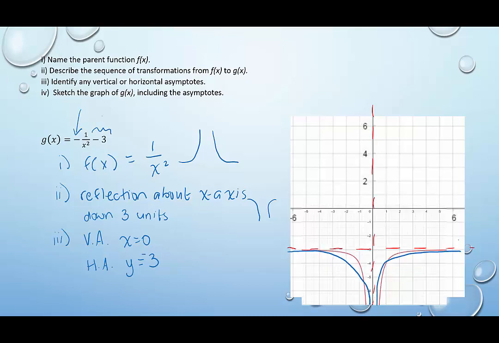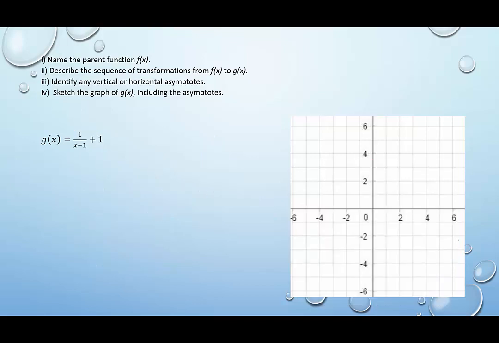So that's what the graph would really look like. You can tell I was a little bit off base, but it's the right idea. Okay, how about this one here? What's the parent function for this graph?